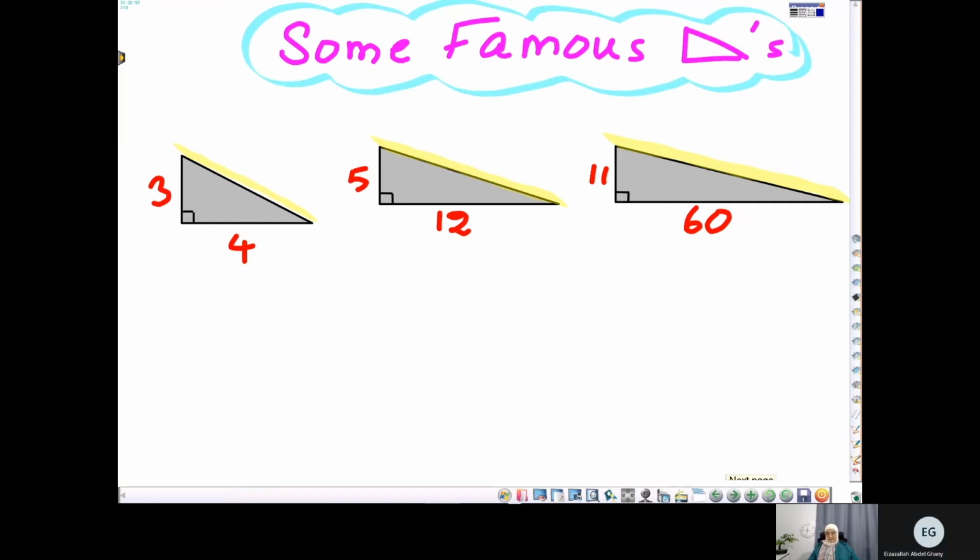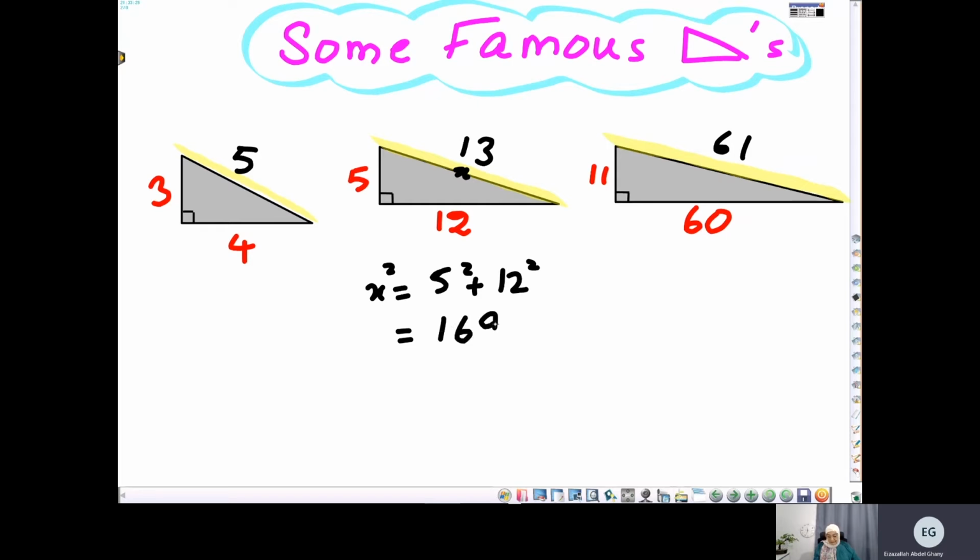Next question. Before questions, I want to tell you about some famous triangles. This golden triangle 3, 4, 5, we just took it now, and we took many cases of it. And this one 5, 12, 13, and this one 11, 60, 61. Let's calculate. If we name this hypotenuse x, then x squared is 5 squared plus 12 squared. 5 squared is 25 plus 144, it will be 169. And the square root of 169 will be 13.